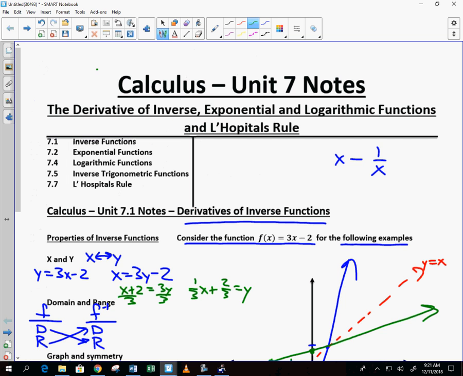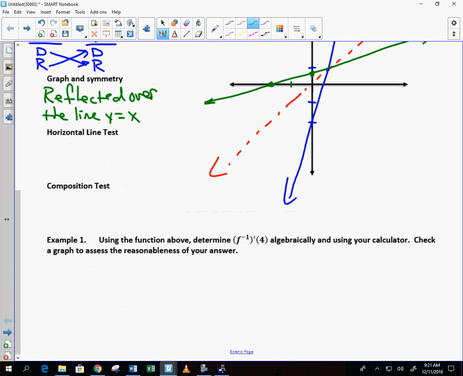The last thing that I want to talk about regarding these functions is the composition test. If you took and composed two functions together that were inverses, they produce a very specific value. Anybody remember from last year what f of f inverse of x is? It produces x.